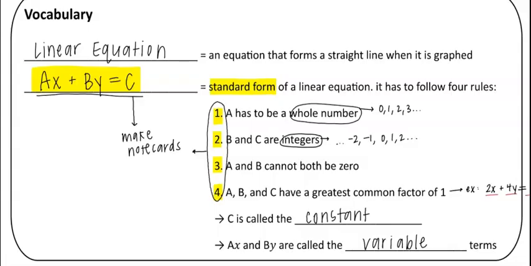Rule number 3 is that a and b cannot both be 0. You can have 0x or 0y, but you can't have both 0x and 0y because that wouldn't make sense. You wouldn't have any variable left in your equation. Finally, rule number 4 is that a, b, and c have to have a greatest common factor of 1. Let's take a look at that specific rule in an example.